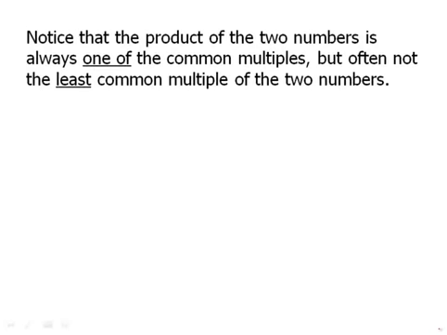Notice that the product of the two numbers is always one of the common multiples, but often is not the least common multiple of the two numbers. For example, the product of 8 and 12 is 96. That was on the common multiple list, but it was not the least common multiple. In fact, the least common multiple is much smaller than that product.